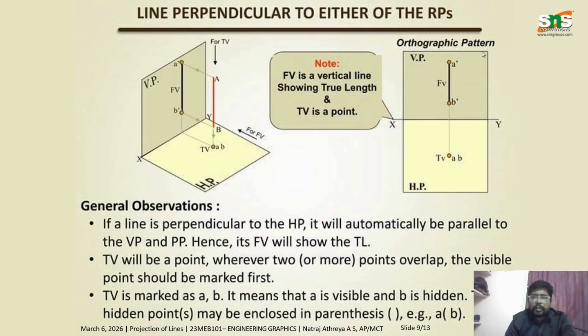But when you look at it from the top, what will we see? We'll see it as a dot. It will look like a dot. So both A and B fall on the same point, right? So we call it AB. Is that clear? Since it is in front of VP, it will be marked below the reference line. Is that clear?